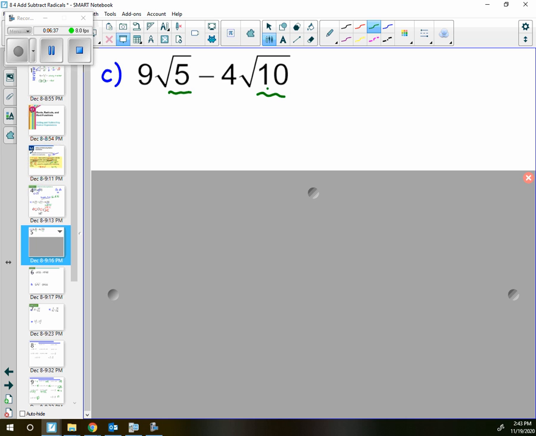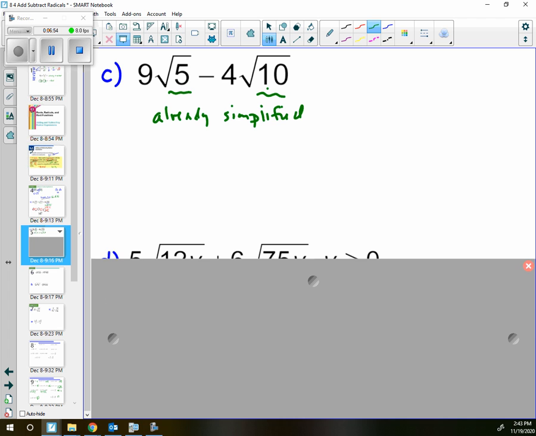These are not like terms. You can't put them together. This one is already simplified. I know it seems like you want to be able to do something, but you can't if the radical is different. So different indices, different radicand, or maybe both, we can't put them together. So nothing we can do on that one because we can't simplify. All right, let's take a look at the next one.